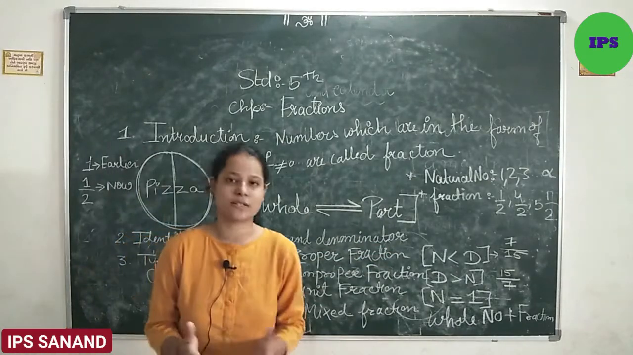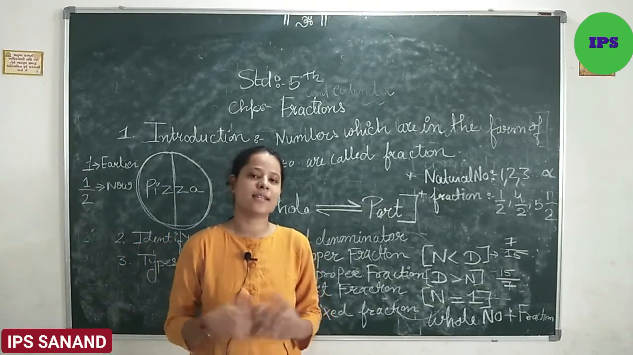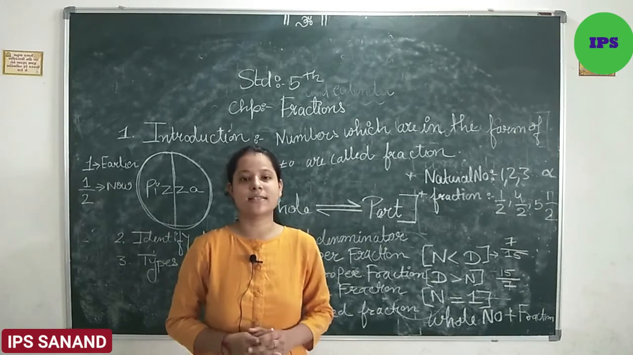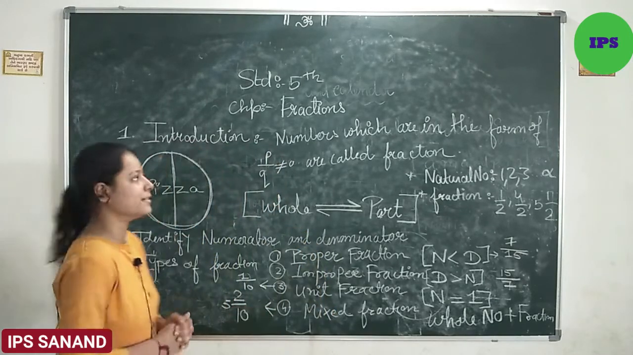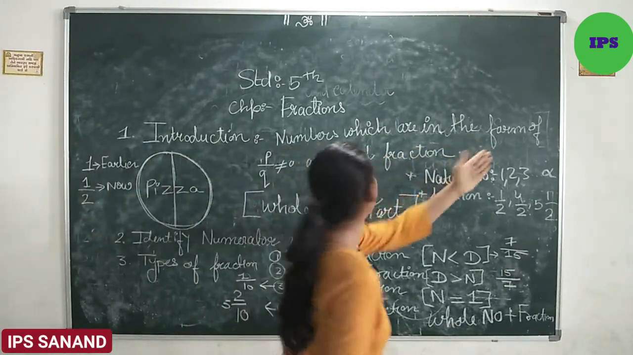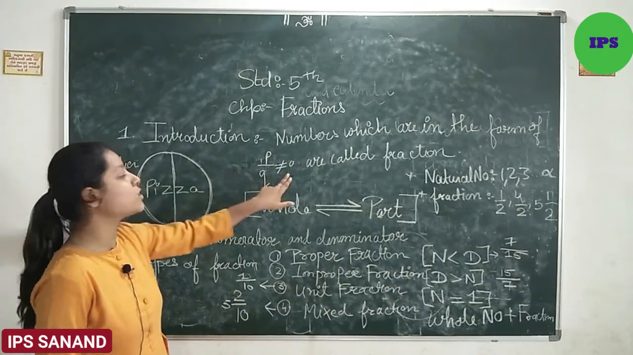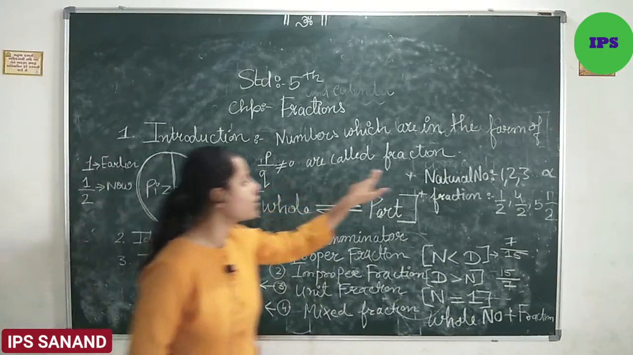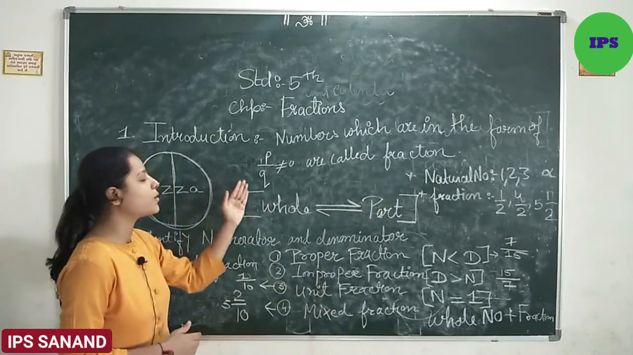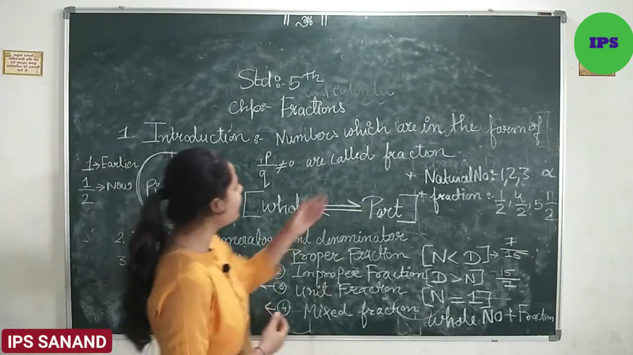Now what are fractions? We have already studied fractions in standard 4th, but as a quick revision I am going to tell you what are fractions and what are its types. Okay, so let's get started. So introduction. Numbers which are in the form of p by q or p upon q, where q is not equal to 0, are called fractions. वो numbers जो p by q के form में होते हैं और 0 के बराबर नहीं होते वो होते हैं fractions.